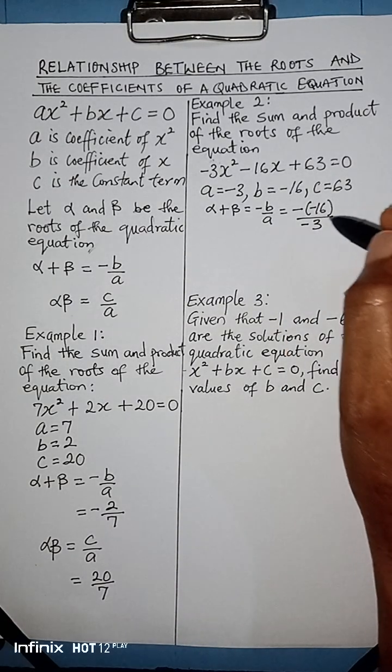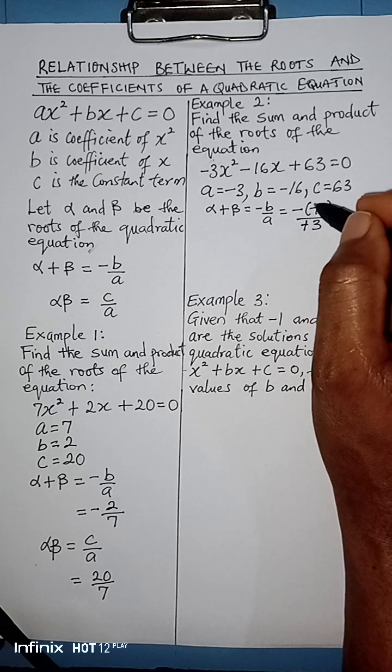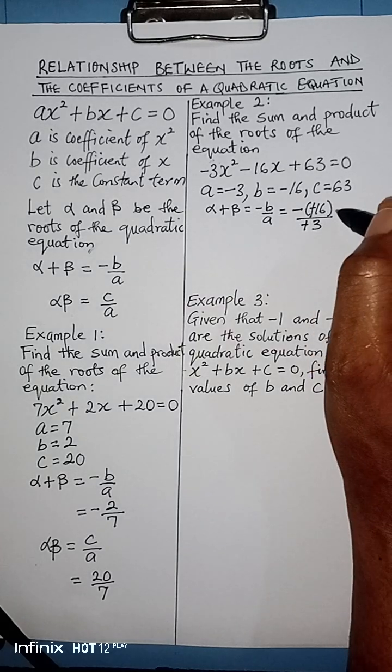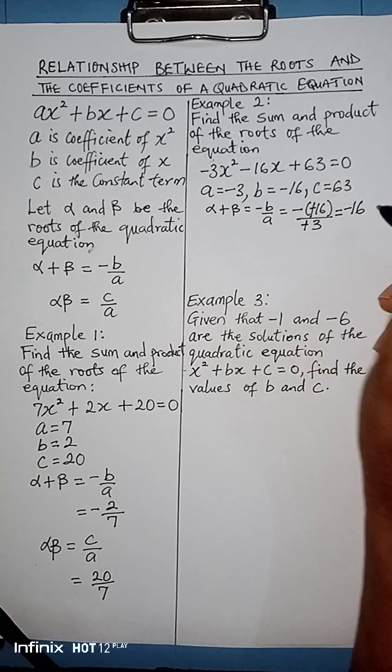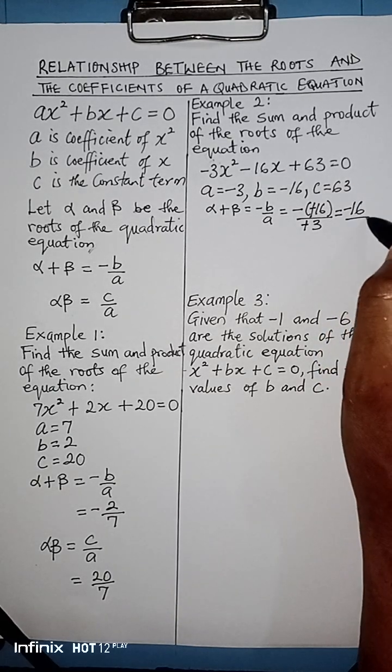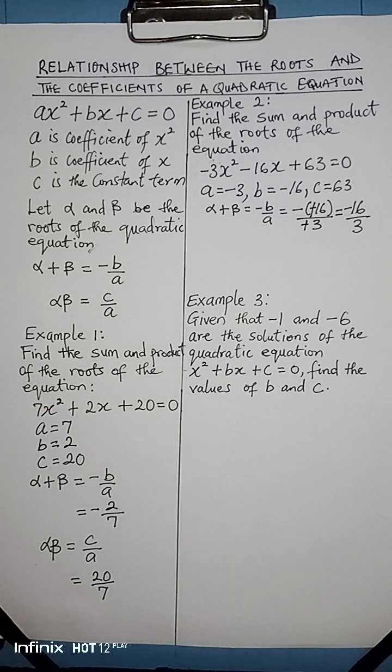So in this case, this minus can cancel this minus. So I'll be left with minus 16 minus 16 over 3. That's the solution to the question.